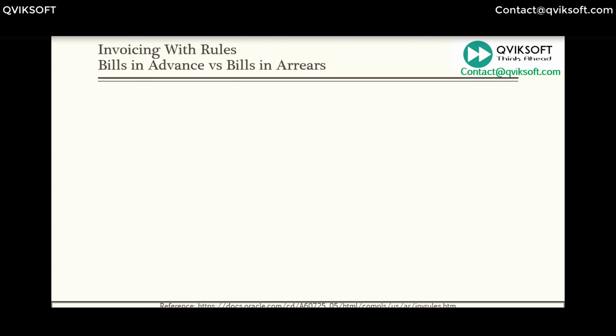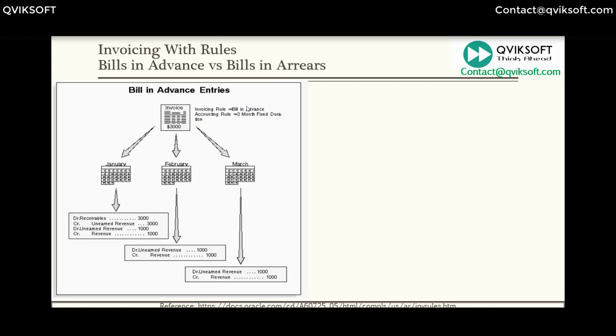In this slide, I want to show you a comparison of bills in advance and bills in arrears so that you get clarity on how this process works. I have explained what this process is already, but with this picture it will become even clearer. So what is bills in advance? Let's take a simple example. I'm creating an invoice for $3,000. For the invoicing rule, I'm choosing bills in advance. The invoicing rule is chosen at invoice header level.